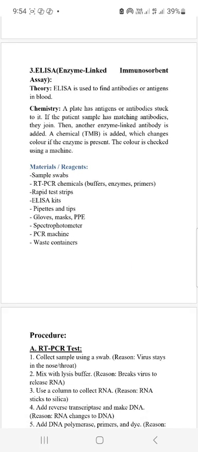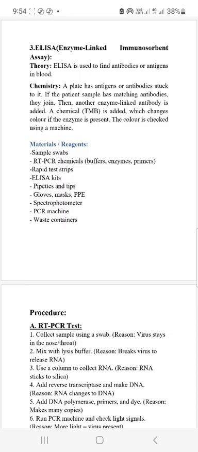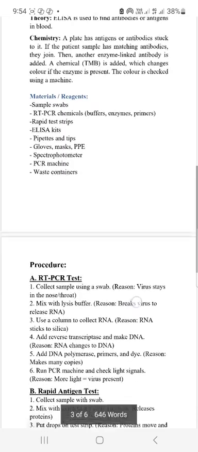In this test, different materials are used, like sample swabs, RT-PCR chemicals, which include buffers, enzymes, primers, rapid test strips, ELISA kits, pipettes, tips, gloves, masks, PPE, spectrophotometer, PCR machines, and waste container.